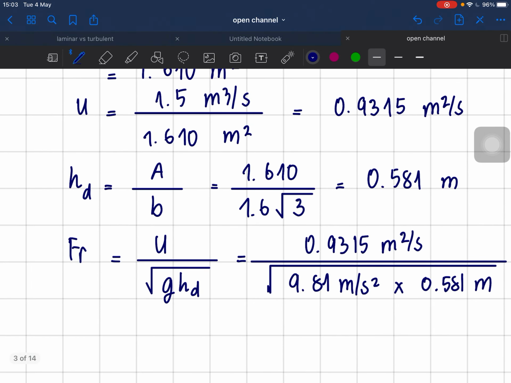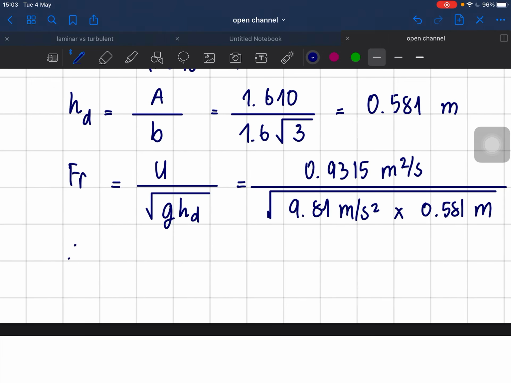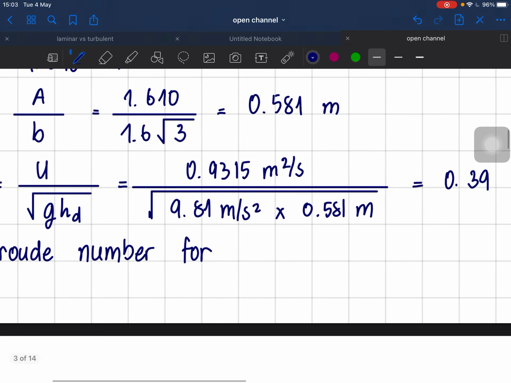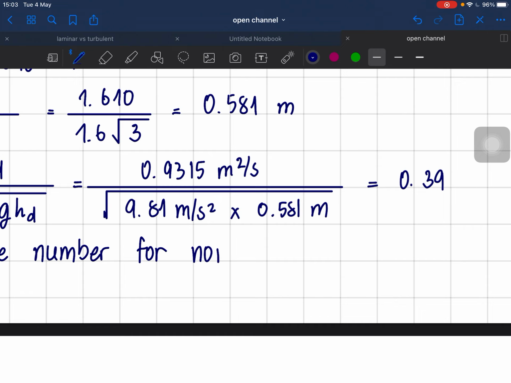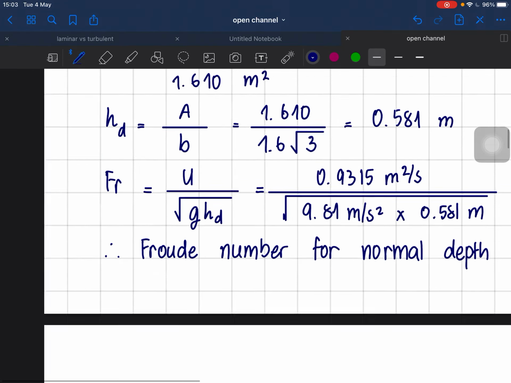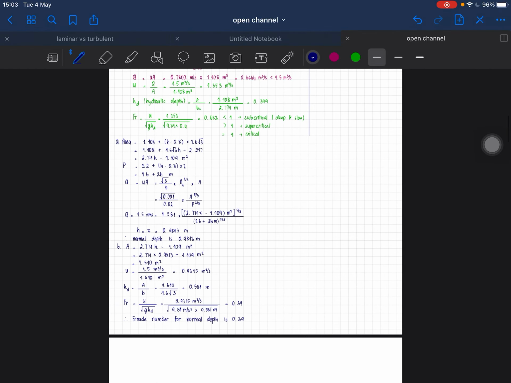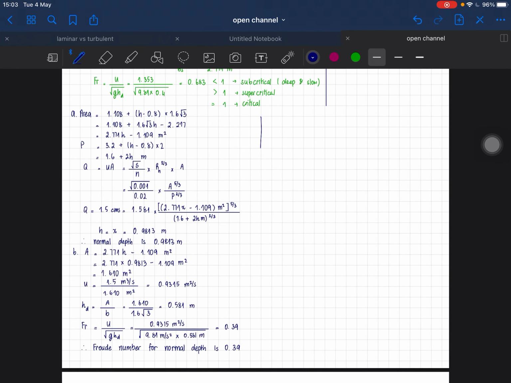Why do we need to find the Froude number? You will see in the next question. So this is the answer. Froude number for normal depth is 0.39. So now we finish question B. We're moving on to question C.